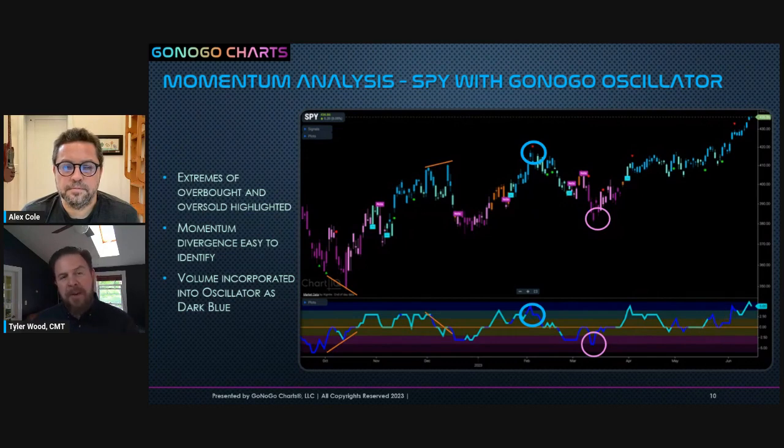So when we think about using that confirmatory indicator that Charles Dow shared how important it was over 130 years ago, we can embed that right in the chart without adding additional histograms and additional tools to our chart that can clutter our analysis.